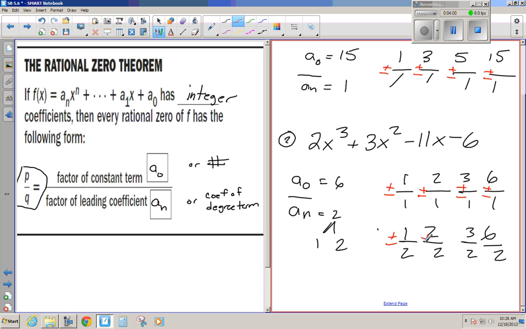Also, just as a reference here, sometimes they repeat. Like 1 over 1 is equal to 1, and so is 2 over 2. So you don't have to necessarily write it twice. 3 over 1 is the same as 6 over 2. So these are all the possible zeros. And it's going to help you later on.